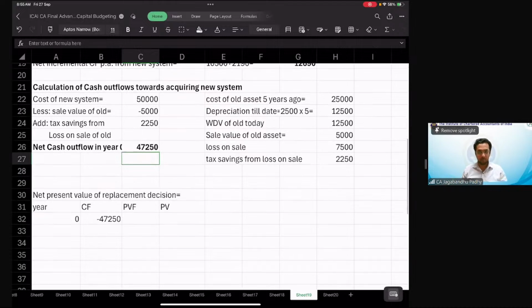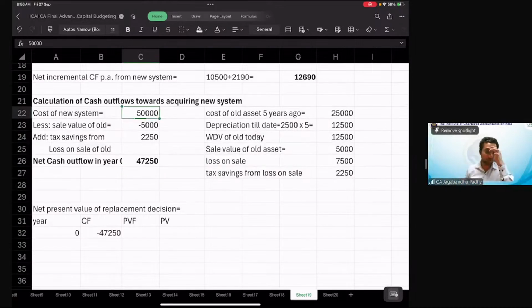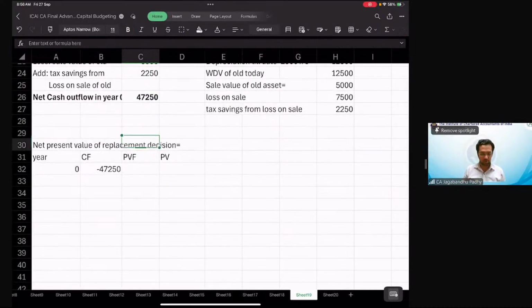Yeah, 1 second. There is some issue. 50,000 is the cost of the new system. We are purchasing. Sale value of old machine is 5,000, and then the WDV is 12,500, and we are selling it for 5,000. So there is a loss on sale which is 2250. So 47,250. Yeah, this is the net cash outflow. So initial 0th year it's 47,250.